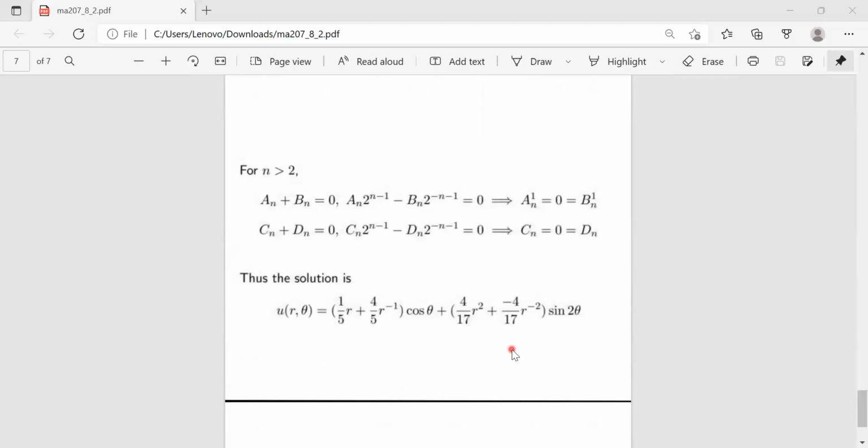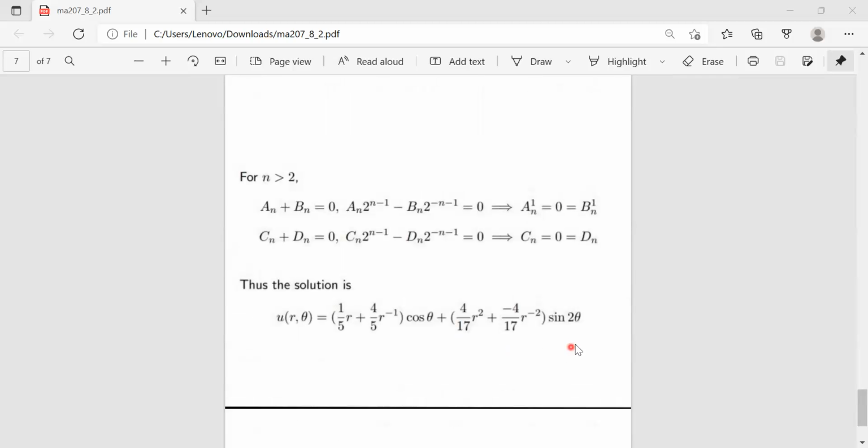This is the procedure to solve the Laplace equation in polar coordinates. If one more variable t is given, then we can also use this separation of variables method to find the solution of the equation.